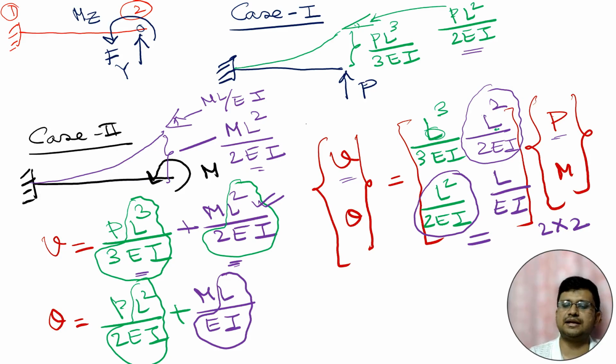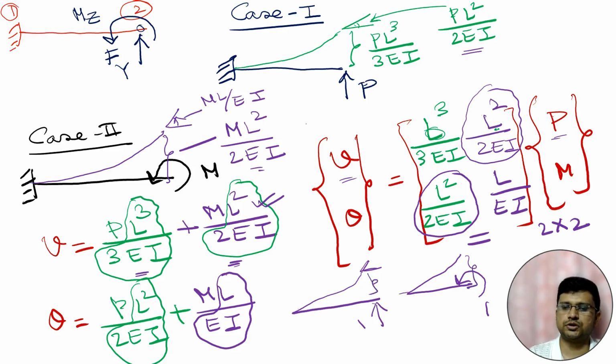So this is also one very interesting part of Maxwell's reciprocal deflection. That means if we apply unit force 1 at one particular point, what will be the slope? That value will be equal to the deflection when we apply unit moment at this node. So both will be the same. Sorry, this will be slope. So the value of this theta and this delta both will be the same.